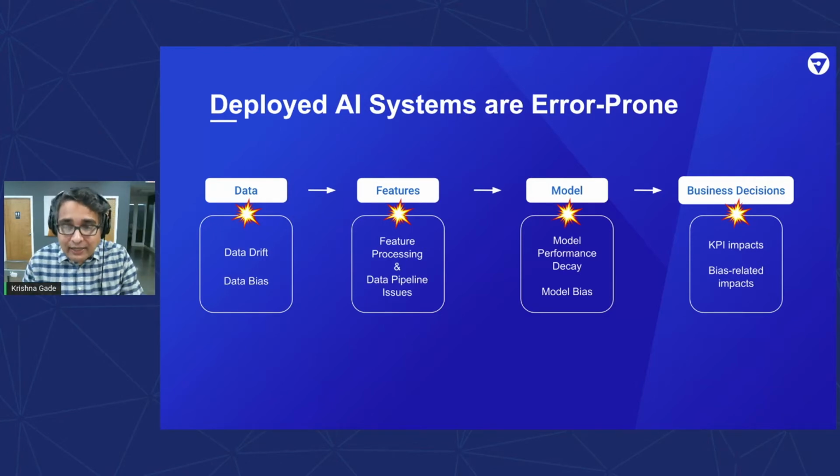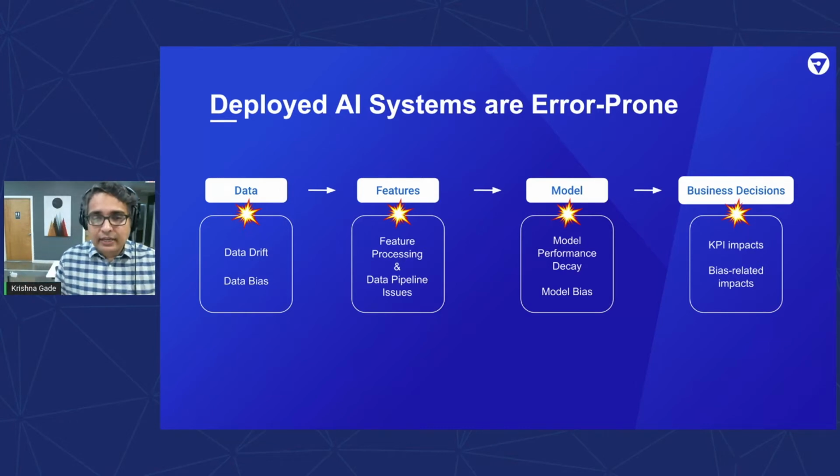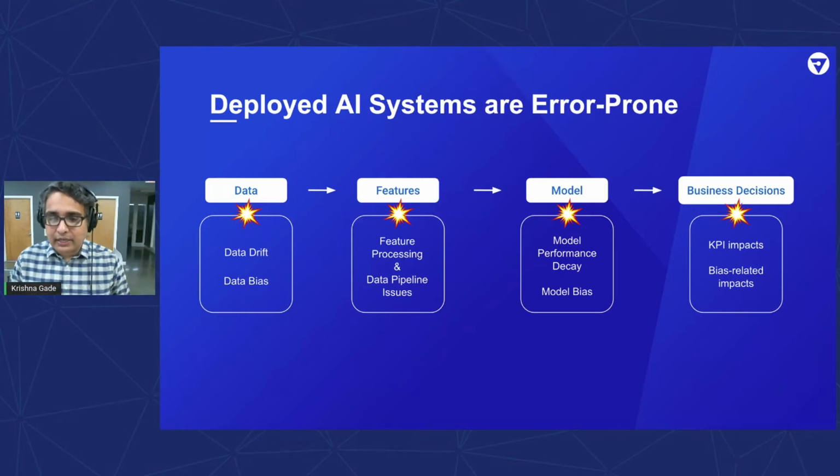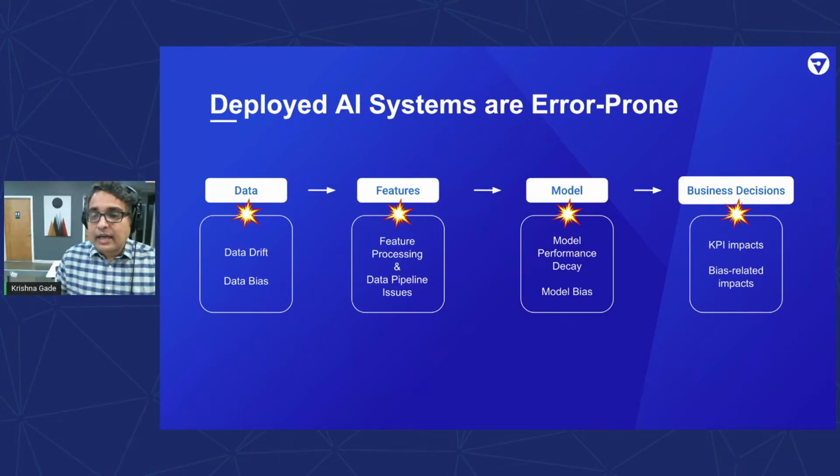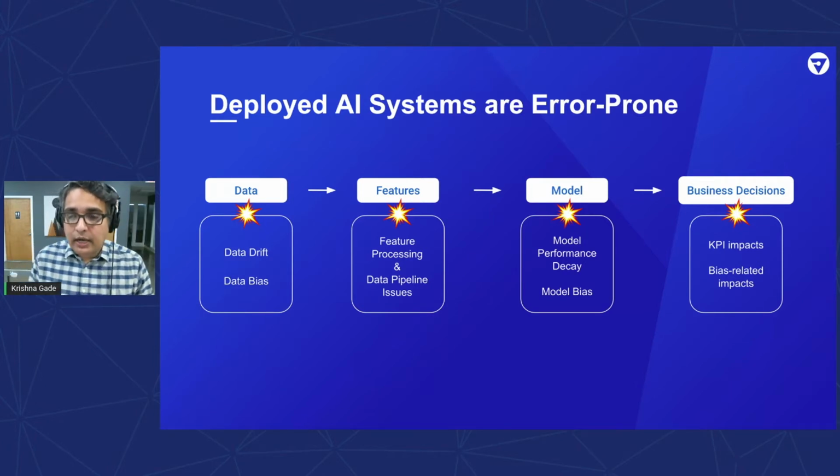It can also affect different segments of your population in a biased manner. And ultimately, all of these things will affect your business decisions, because at the end of the day, we're all building AI and machine learning to improve some key performance indicators of your business. And then eventually you might see, for example, that you're approving a whole bunch of bad loans, or your false positives in fraud have increased, and whatever business metric you're working to improve is not actually improving.